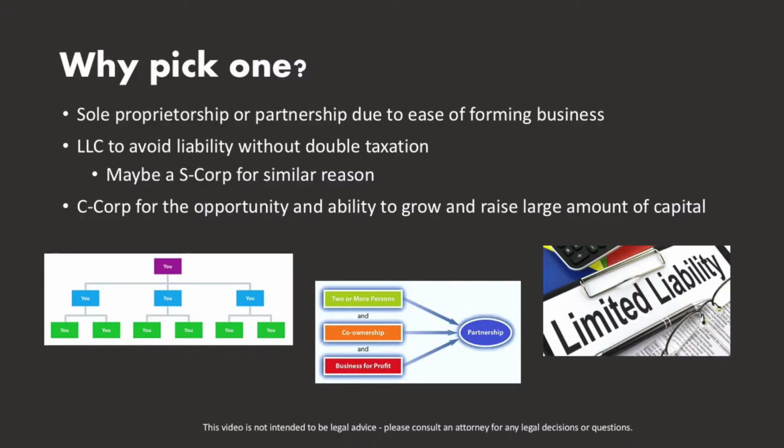Now, that's a lot of information to take in, so you're probably wondering why you might pick one entity over the other. Well, you might pick the sole proprietorship or partnership due to the ease of forming those businesses, the few legal requirements attached to those entities, and because you aren't planning to grow the business very large. And you might pick an LLC to protect yourself from liability issues with the two previously mentioned entities, but you'll still be able to avoid the complexities and double taxation of a traditional corporation.